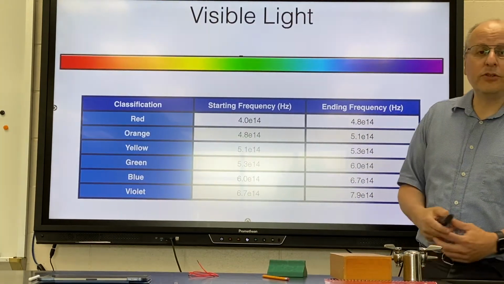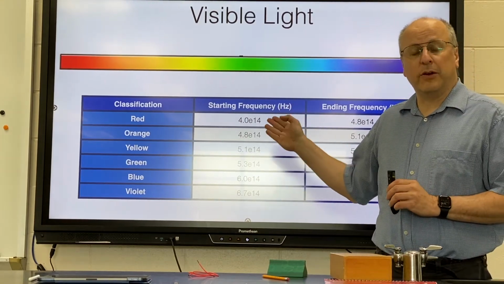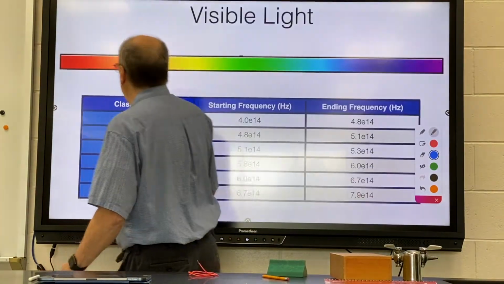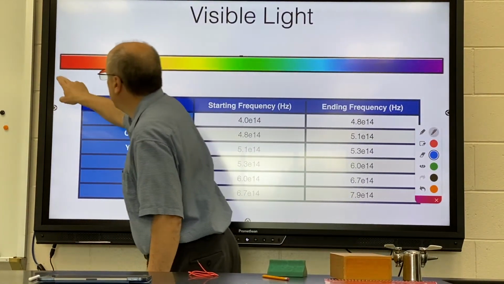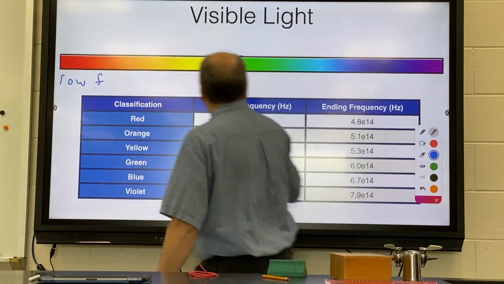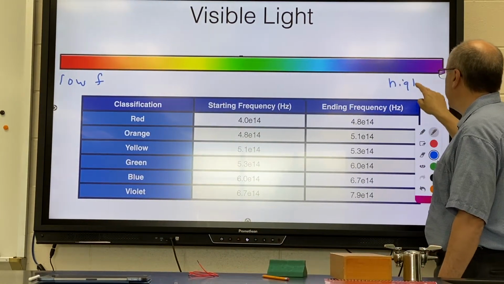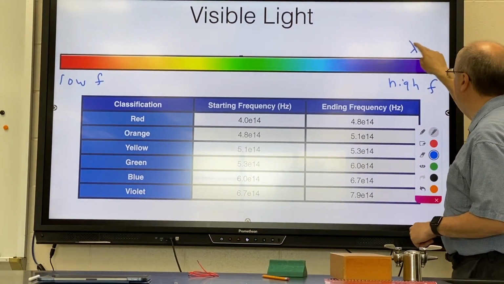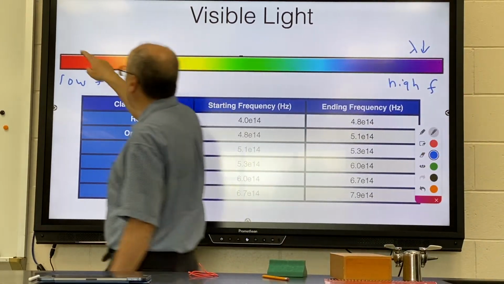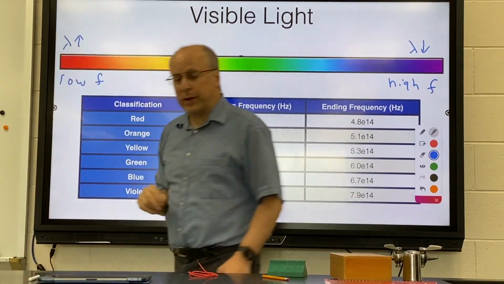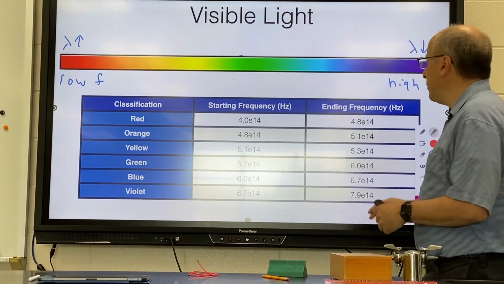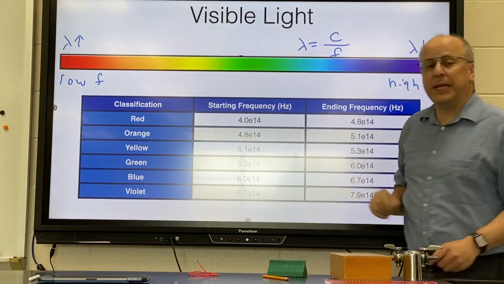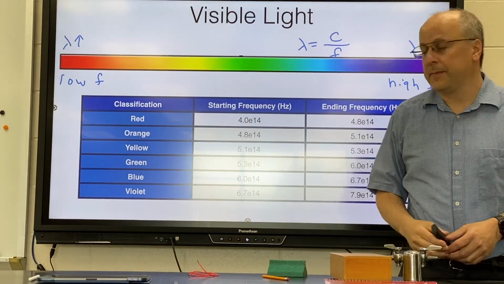So I want to remind you that the visible spectrum runs from red on one end to violet on the other. The red end is low frequency, and the violet end is high frequency. Remember, high frequency means small wavelength, and remember, a low frequency will mean a larger wavelength. If you need to find the wavelengths, all you have to do is use our formula, where you use the speed of light as your velocity.